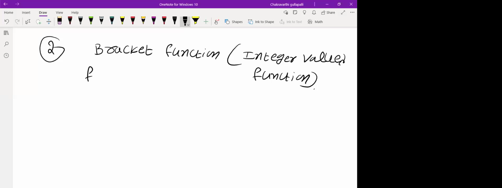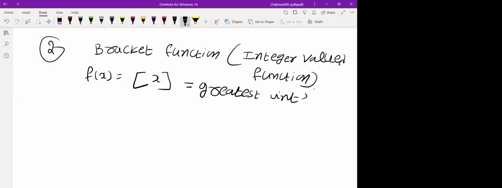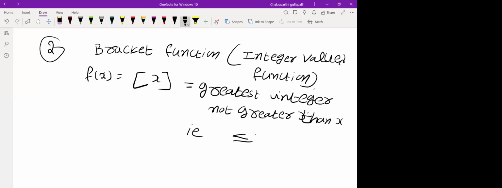How do we denote it? f of x equal to box x. It is also called the box function. And how is it defined? It is defined as the greatest integer less than or equal to x. Generally in the textbooks you find greatest integer not greater than x. This is the original definition. Not greater than x means less than or equal to x. Not greater than means it should be either less or equal.